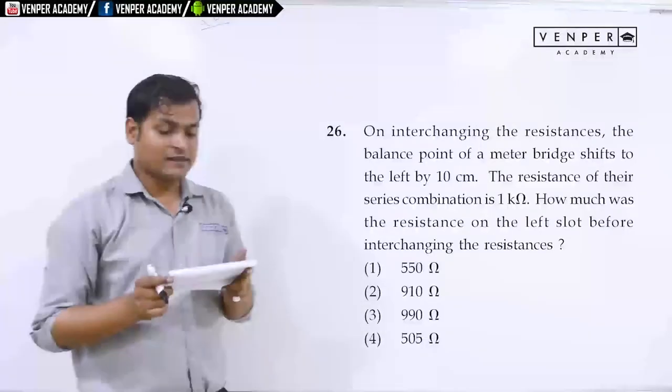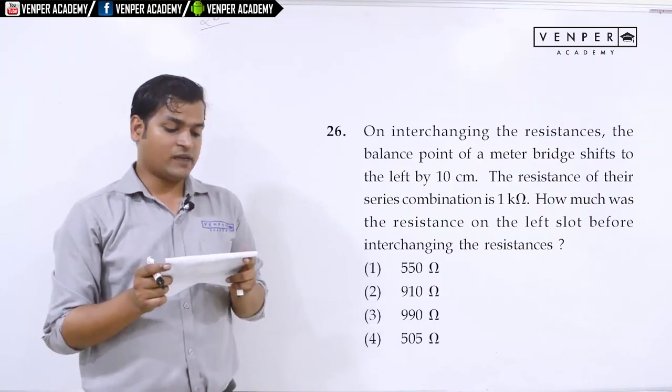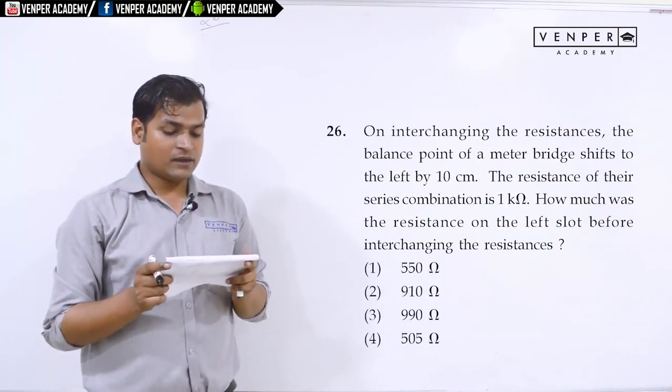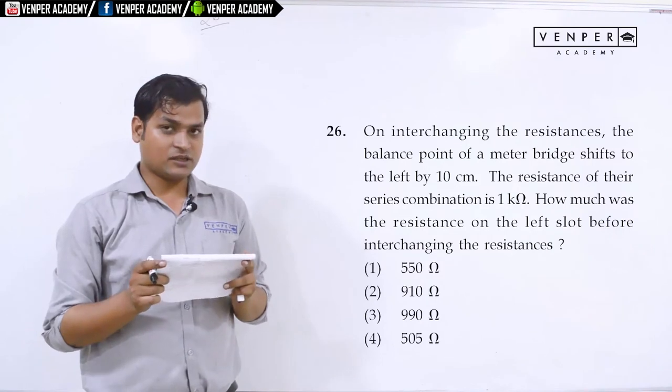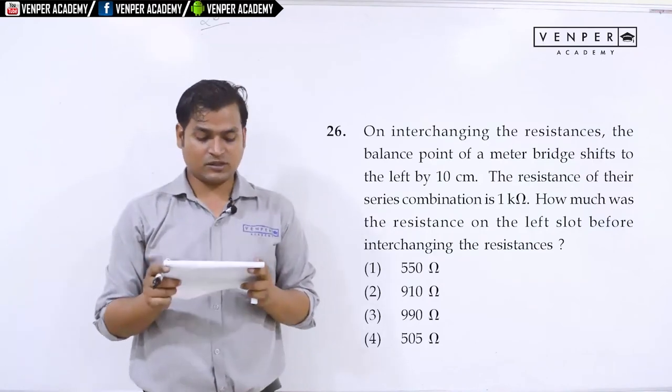Question number 26. On interchanging the resistances, the balance point of a meter bridge shifts to the left by 10 cm. The resistance of their series combination is 1 kilo ohm. How much was the resistance in the left slot before interchanging the resistances?